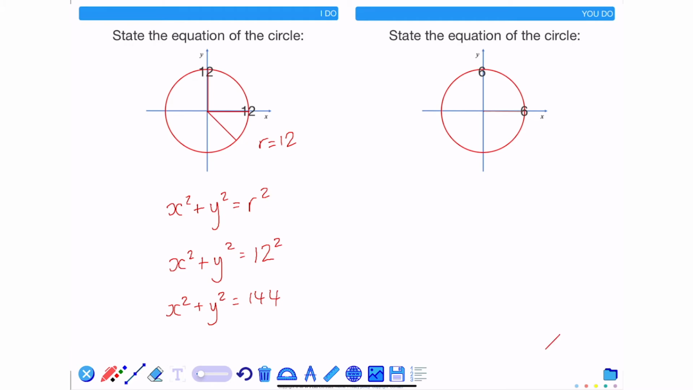The radius of the circle in the second question is 6. So the equation of the circle is x squared plus y squared is equal to 6 squared. Simplifying 6 squared gives me x squared plus y squared is equal to 36. This is the equation that will give me any point on the circumference of the circle.